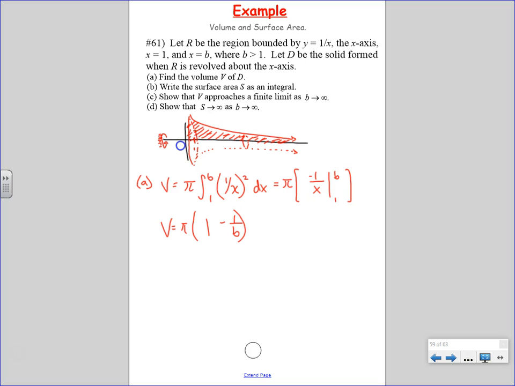For my surface area, how are we going to do that? S equals the integral from 1 to B of 2 pi, and our radius, which is top minus bottom, 1 over x, times the square root of 1 plus the derivative squared. Now take the derivative, so negative 1, bring it down. Wouldn't that be negative 1 over x squared? Yeah.